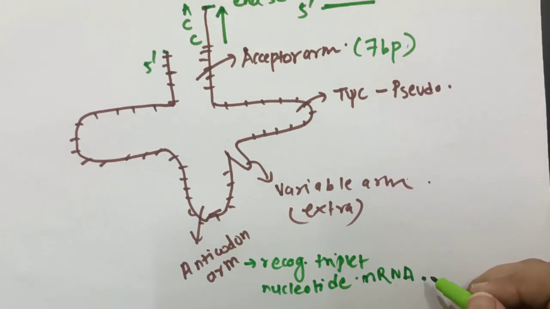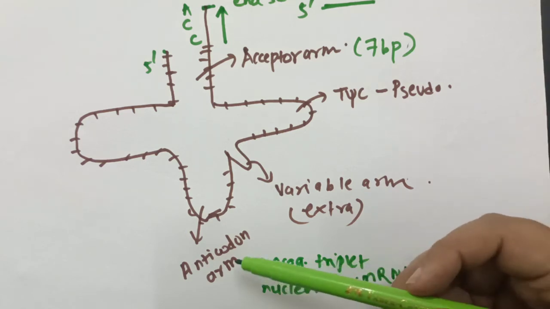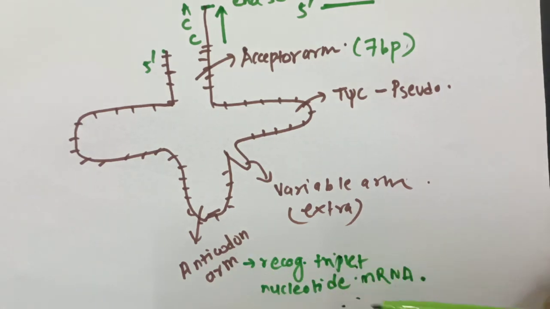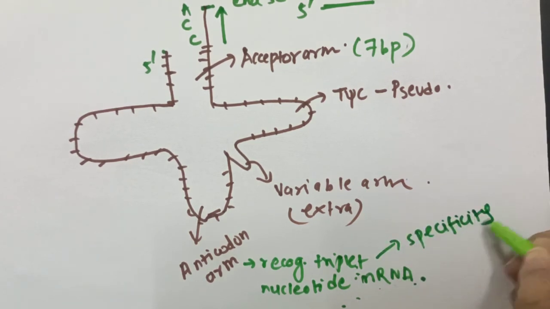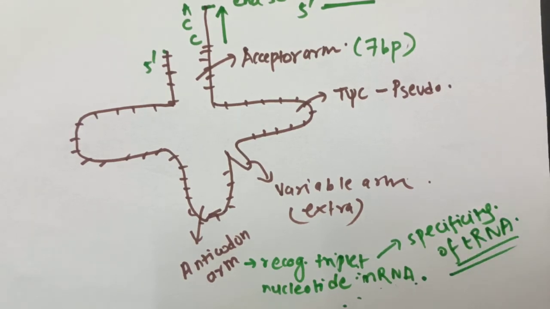This anticodon arm has base sequences that are anti-parallel, or complementary, to the mRNA triplet codon present. So this can code for the amino acid. This is the specificity of tRNA. If we have to say which arm is the characteristic arm of tRNA, it is the anticodon arm, because it has the anticodon which codes for the amino acid that we have in the tRNA.